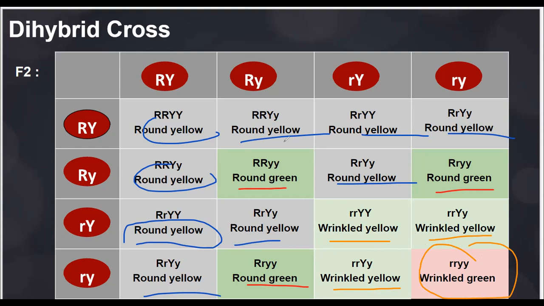So phenotypic ratio will be how many? Round and yellow are how many? 1, 2, 3, 4, 5, 6, 7, 8, 9. So 9.